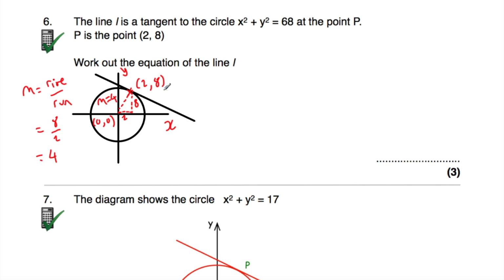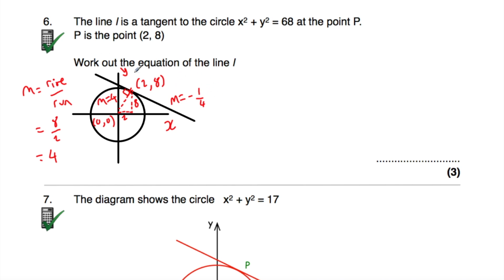So for our tangent, to find the gradient, we'll do the negative reciprocal. The reciprocal of 4 is a quarter, and the gradient was positive, so we're now going to make it negative. So it's going to be minus a quarter. The negative reciprocal of 4 is minus a quarter. And you can check that. Remember, if you multiply the two gradients together, we should get -1, because the two lines are perpendicular to each other, because they meet at 90 degrees. And 4 times minus a quarter is equal to -1. Or we can just find the negative reciprocal, which is minus a quarter.